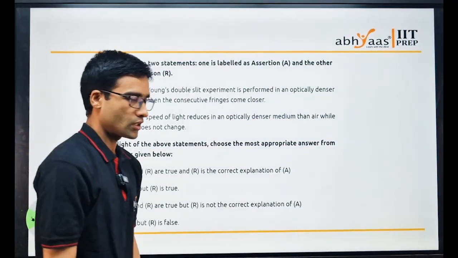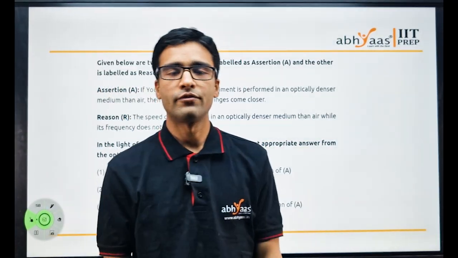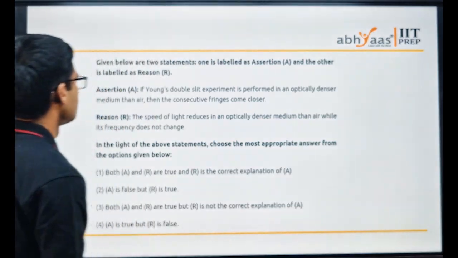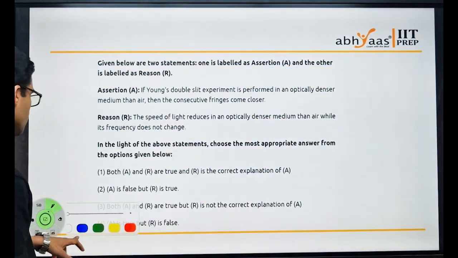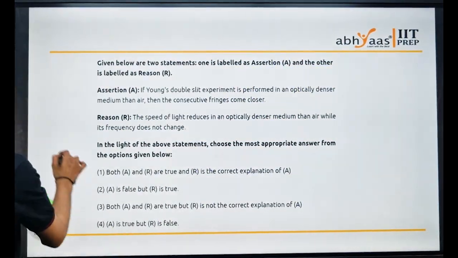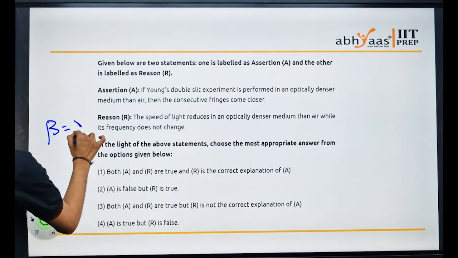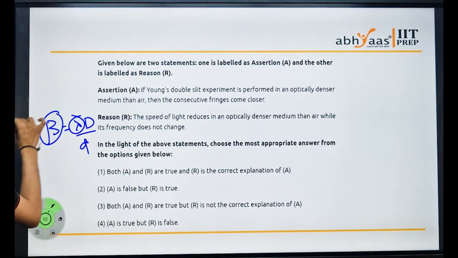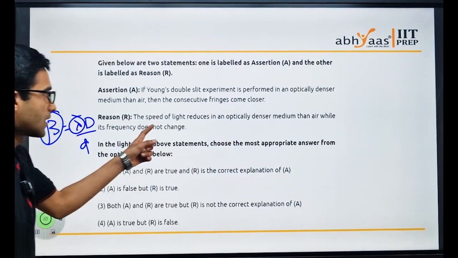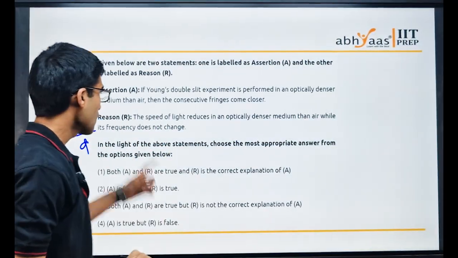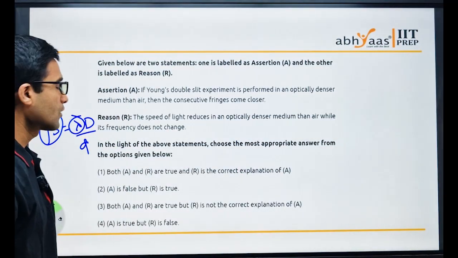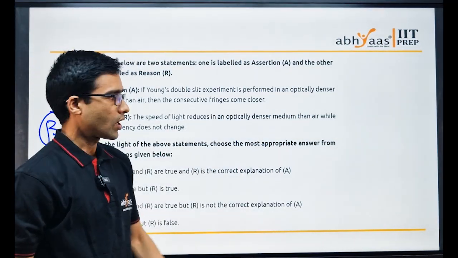In this next question, based on the wave optics topic, Young's double slit experiment. Here if you see fringe width, beta equal to lambda D by d. So if lambda is changing, beta will change. Then he is asking about the region where the speed of light is reduced in an optically denser medium than air, while its frequency does not change.